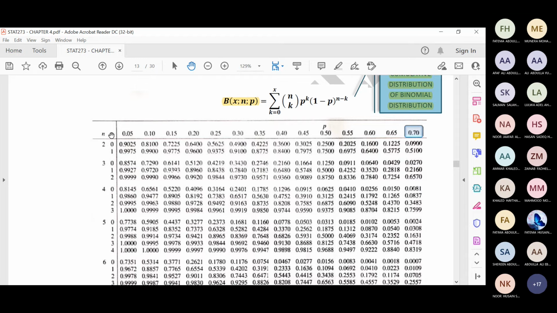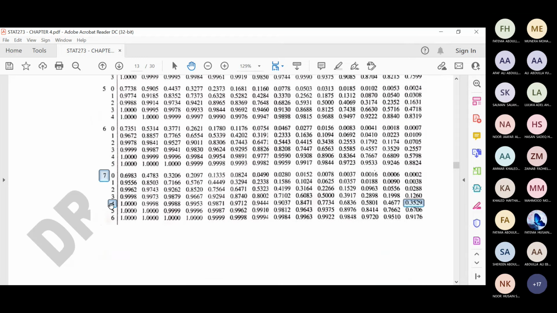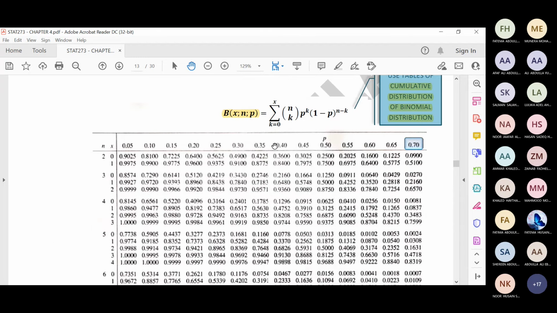What is x that you are looking for? Let's say, for example, I want x equals 4. So this is the first part here for n. And these numbers for x are 0, 1, 2, 3, 4, 5, 6, and of course you have 7 as well. But 7 is not written. Why? Because we know that for the cumulative, when you complete them all, it will be 1, and that's why it's not included. 0, 1, 2, 3, 4, 5, 6 for n equals 7. And then at the top here you have p.